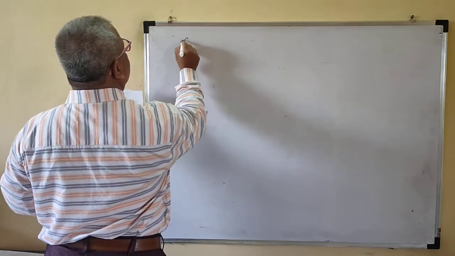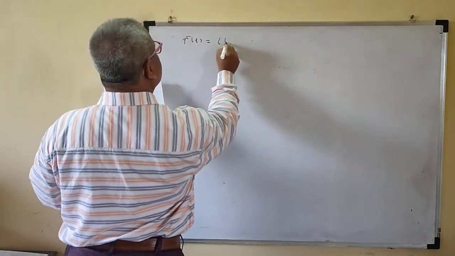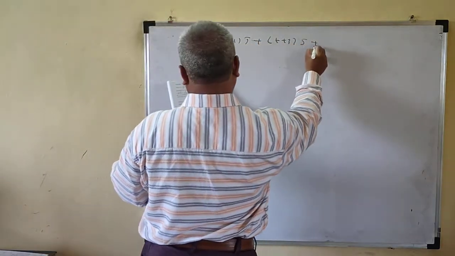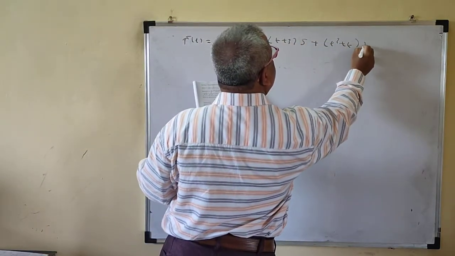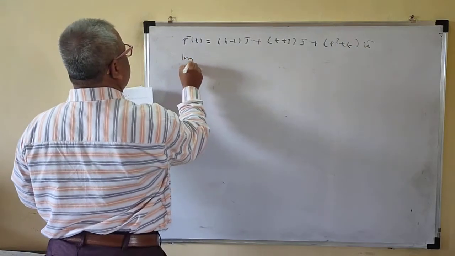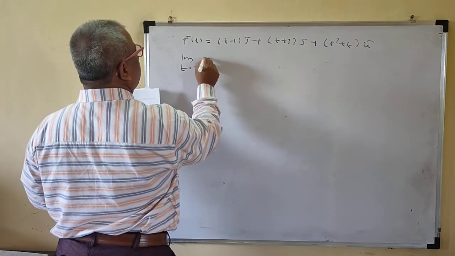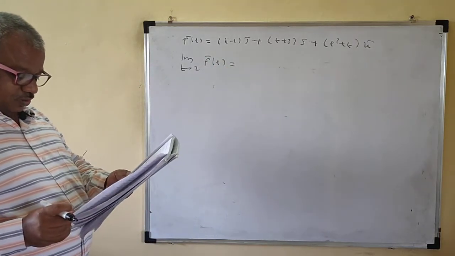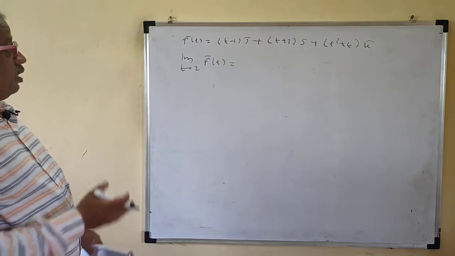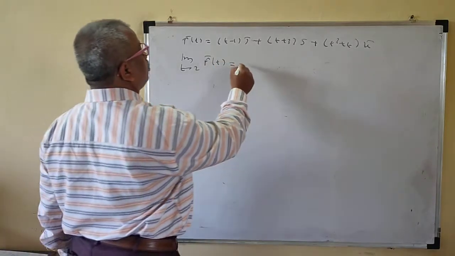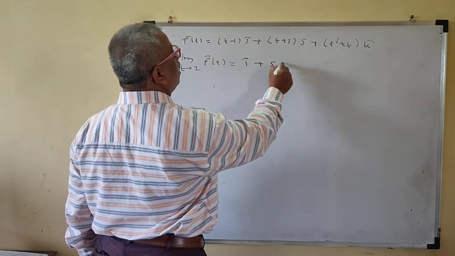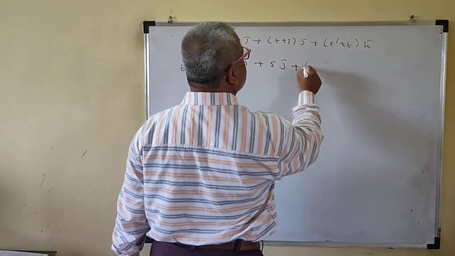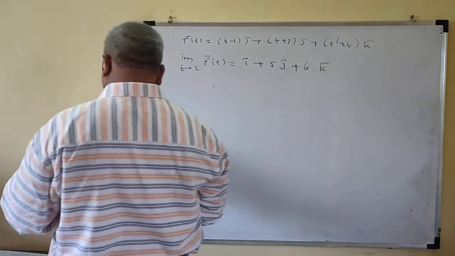Okay, so if f bar of t is equal to t minus 1 I bar plus t plus 3 j bar plus t square plus t k bar, then what is the limit t tends to 2 of f bar of t? Just put t is equal to 2 here. So this is I bar plus 5 j bar plus t square plus t, 4 plus 2, this is 6 k bar. So this is very simple.